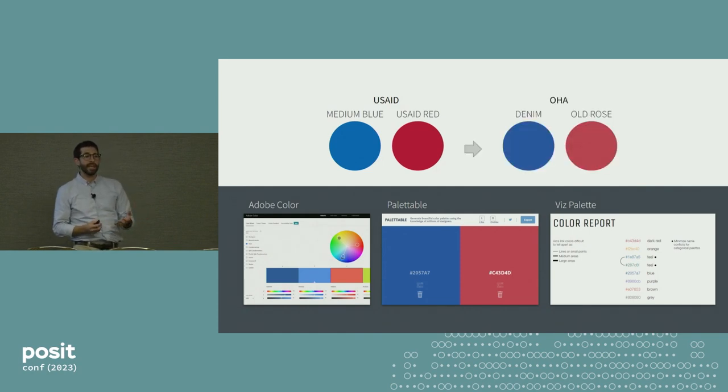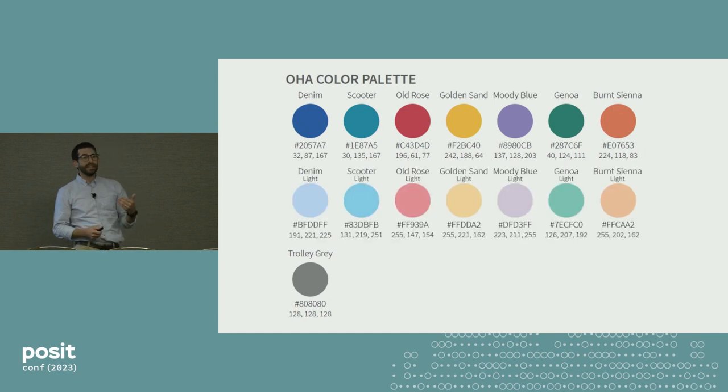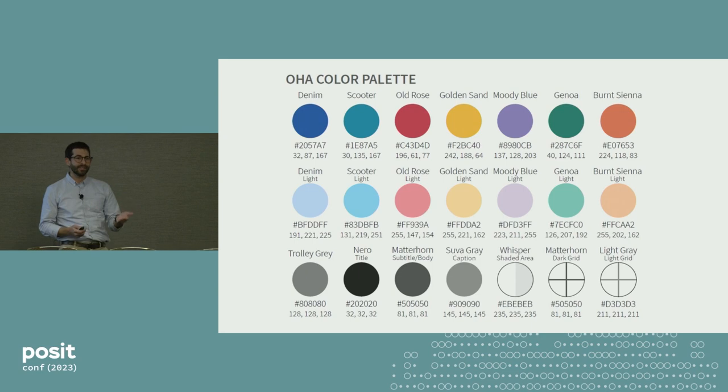And as a result, we came up with our own colors that were similar yet distinct from the original and had enough contrast in them. And then from there, we built out our own larger set of colors and a gray. And then each of those had lights that we could use. And then we defined additional colors for each of our plot elements that we could use to standardize them.